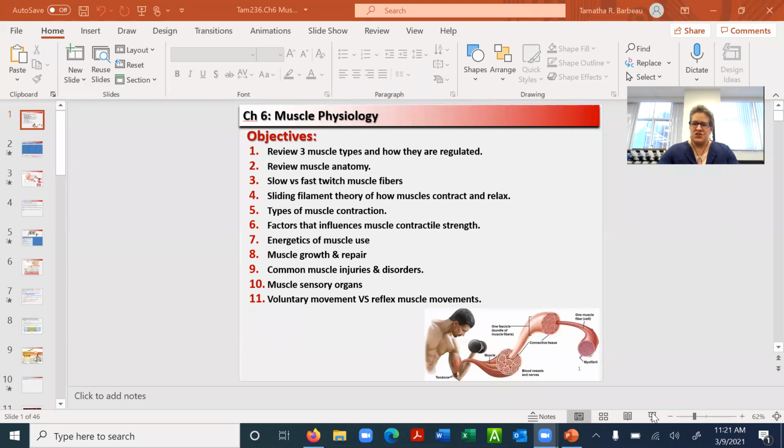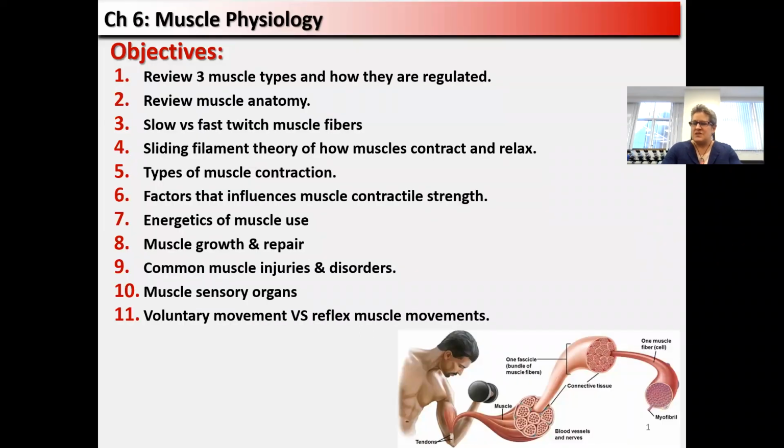Okay, so this chapter is going to be broken up into about 4 lectures, and this is lecture 1. What we're going to get through today is a quick review of muscle anatomy and different muscle types of the body, a little mention of the different types of muscle fibers that we have, and then we'll get into the sliding filament theory of how muscles contract.